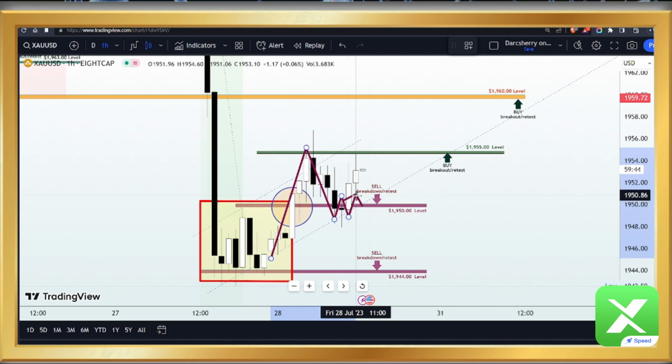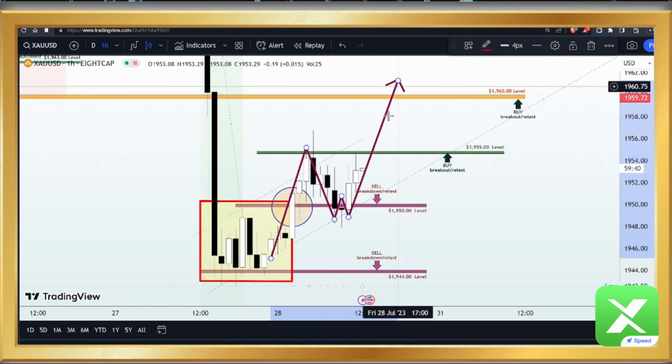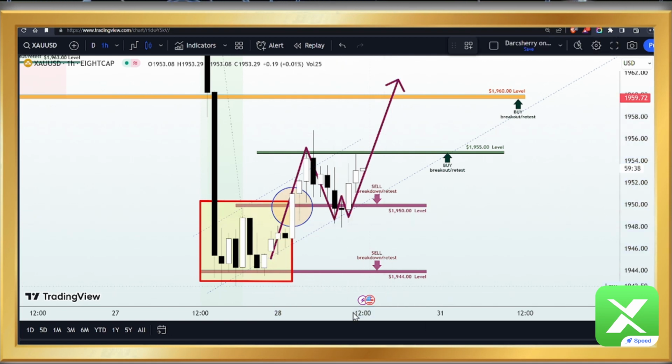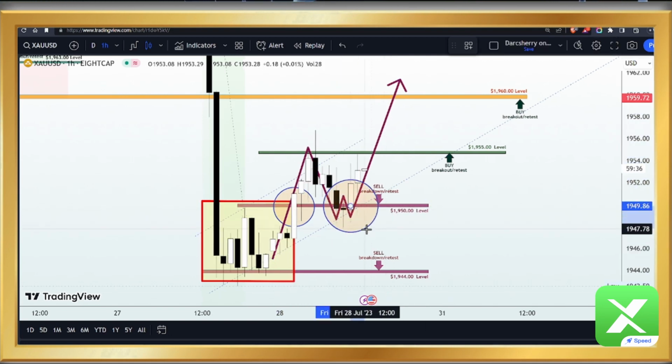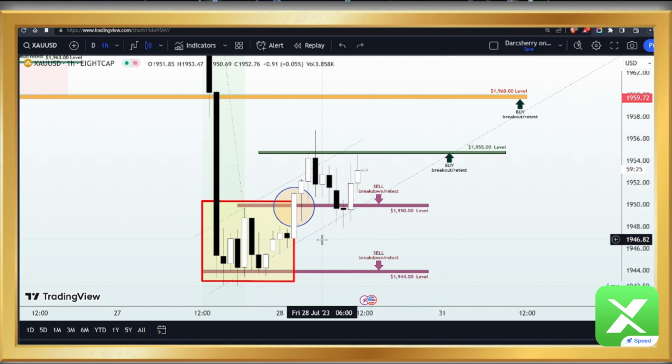So if you had bought at the 1950 area, well done to you for capturing that move. You definitely want to be moving your stop loss to your entry point and secure those positions, so that if price action goes against us, we are going to be taken out at the worst case scenario at break even on this one.